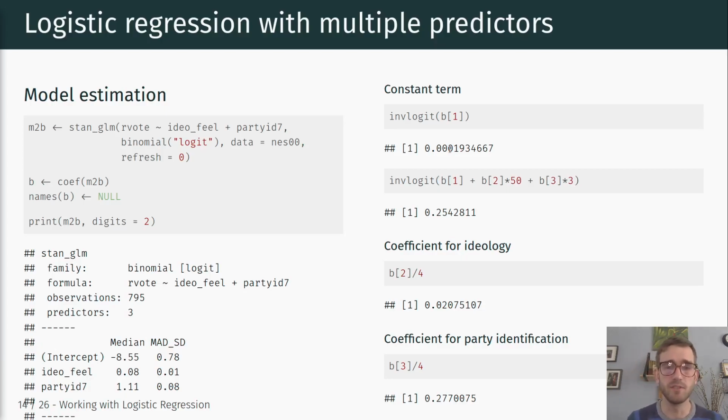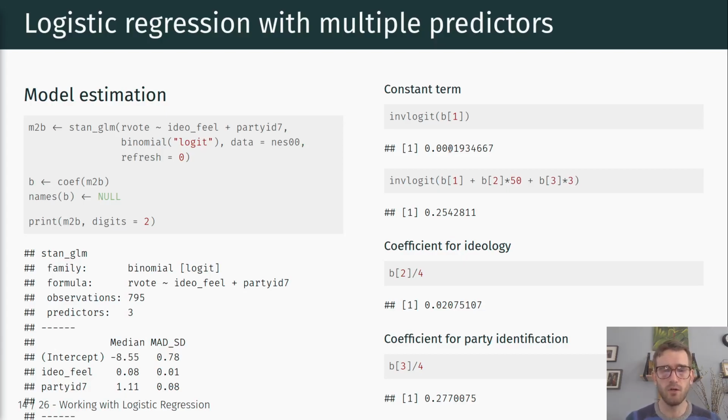0.00019, so it's almost 0. Okay, why is this probability so small? Remember, the intercept is always interpreted, just like in the linear model, as the predicted probability or the expected value for when all predictors that are included in the model are equal to 0.